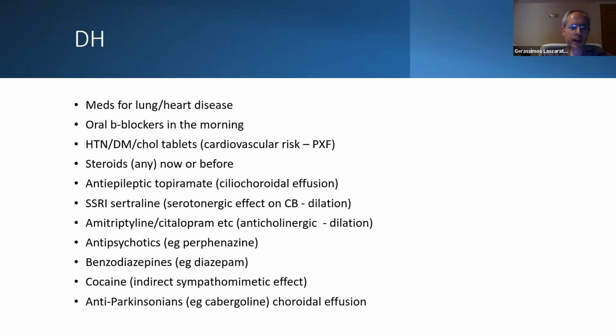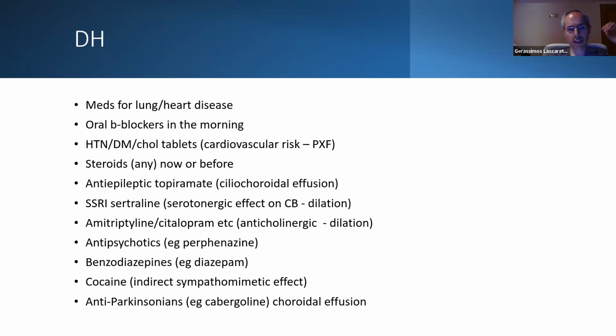Antiepileptics, like topiramate, they cause cilio-choroidal effusion and they can push the iris-lens diaphragm forward and cause secondary angle closure. Antidepressants, SSRIs like sertraline, and other antidepressants like amitriptyline and citalopram, they have an anticholinergic effect and can cause dilation of the pupil and angle closure.